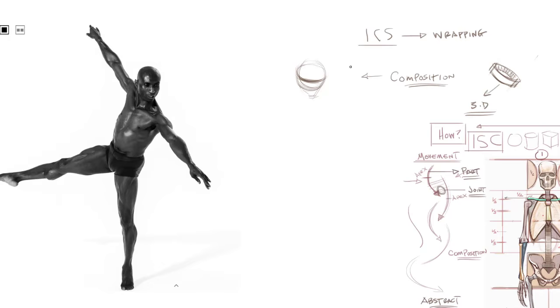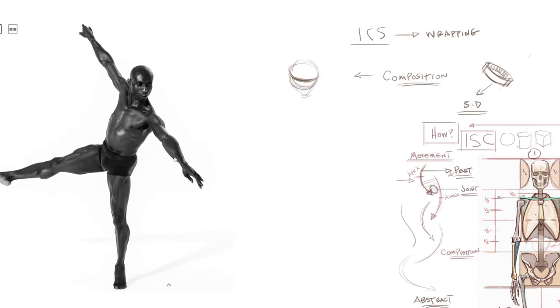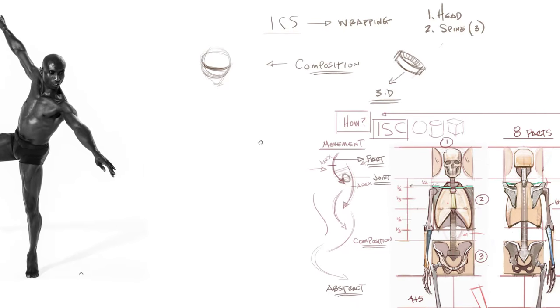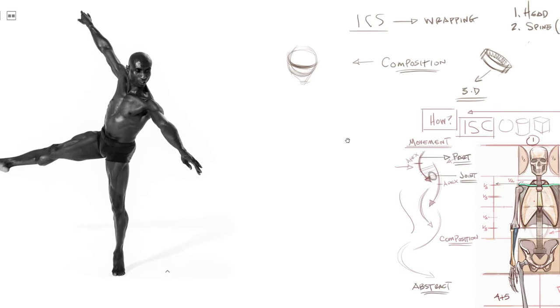So let's make a list. You're going to get annoyed at how list focused I can be. But head, 2, spine. I know that there's 3 parts to the spine, but I'm going to add a fourth part, which would be a stretch, and I'll explain why.